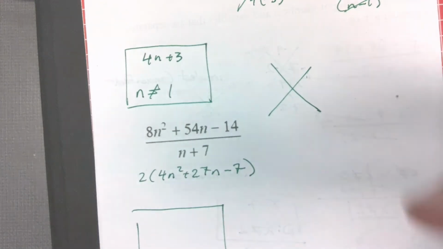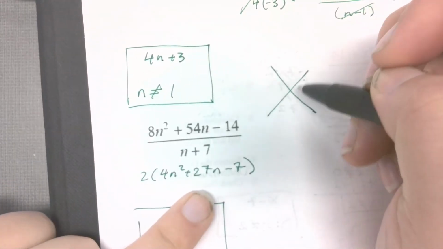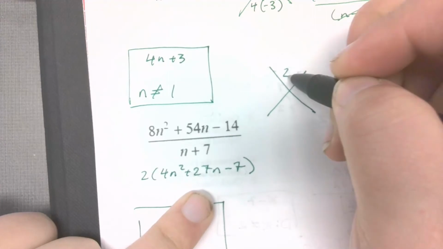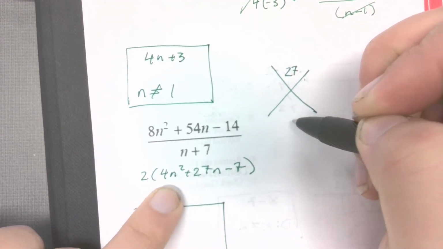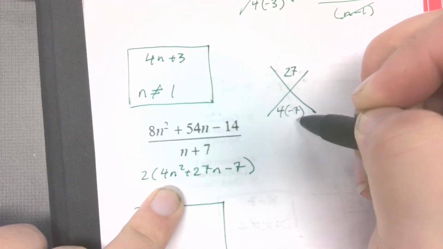Okay. Were you able to set this up? You got 27 on the top. Do you know what goes on the bottom? 8 and 7, only 4 and 7. Yeah, 4 times -7, which is -28.